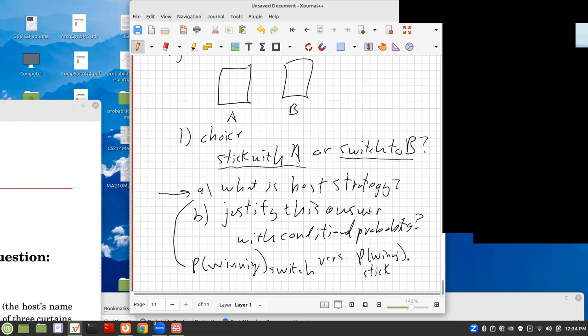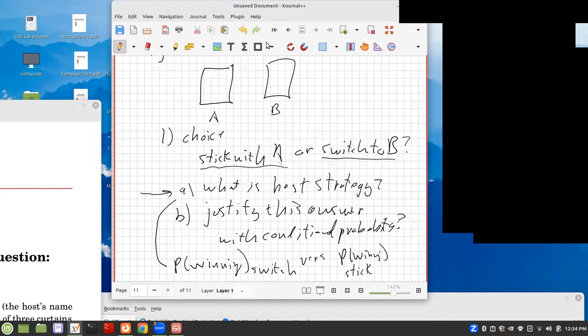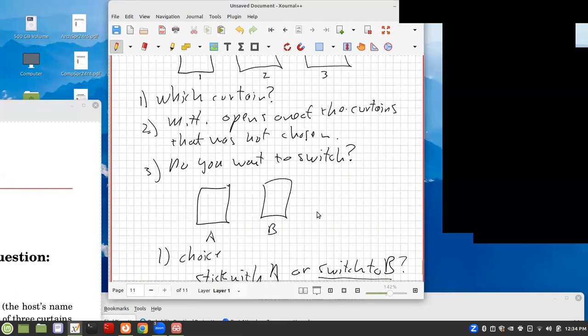Okay, that's the problem. Anyway, so these are the two problems, and the goal isn't just to know the answer. I mean, you could probably have someone tell you the answer, but to understand why this answer is correct and to figure out what is the probability of winning if you switch, the probability of winning if you stick. So this is with three windows.